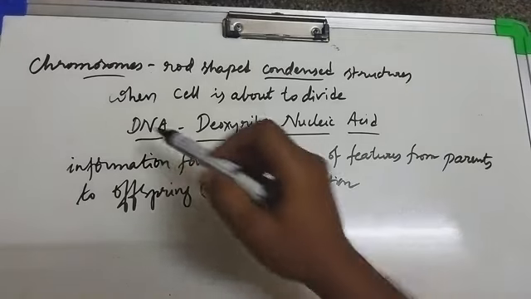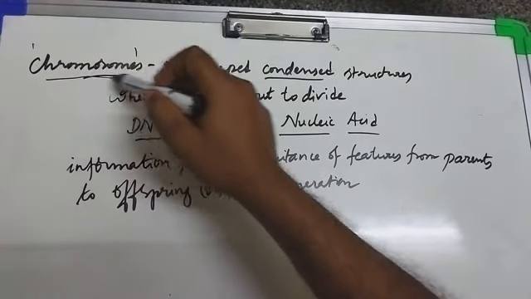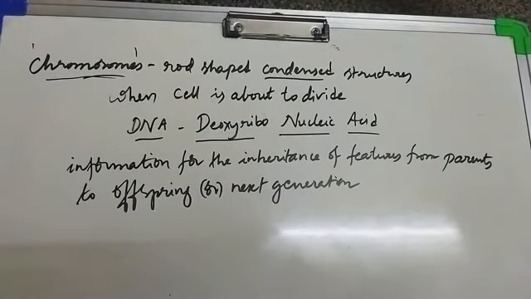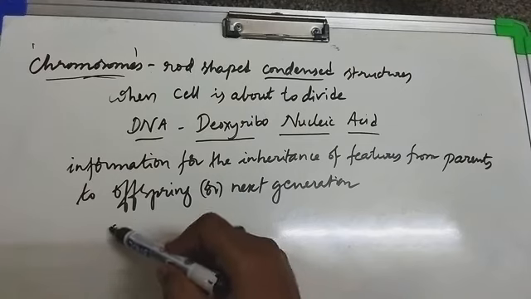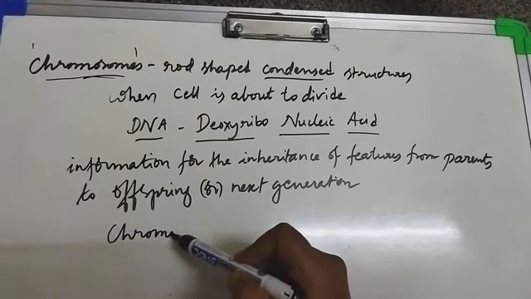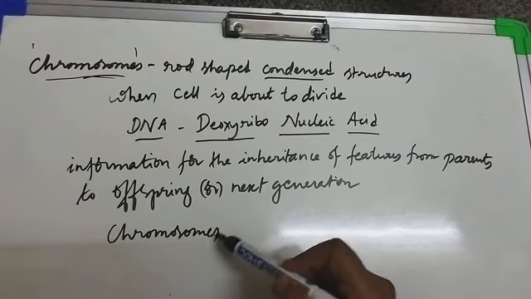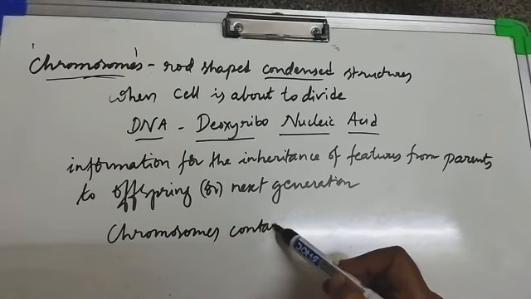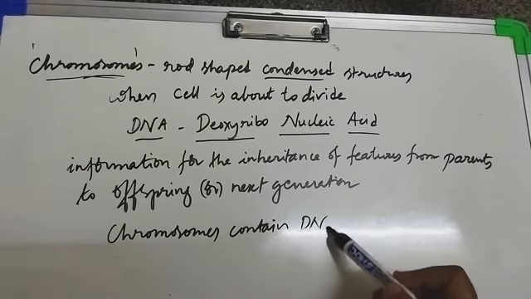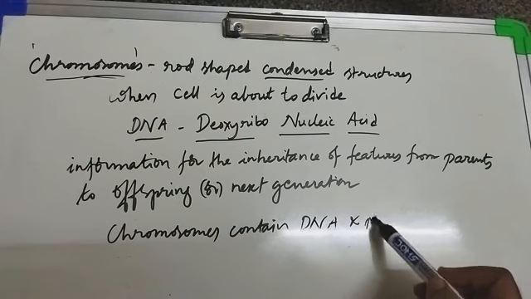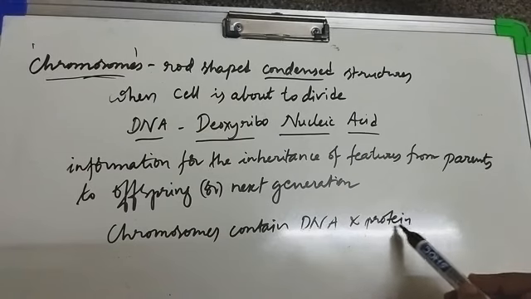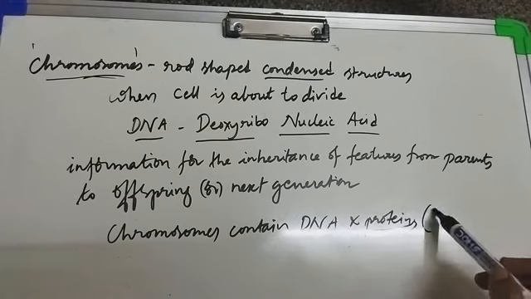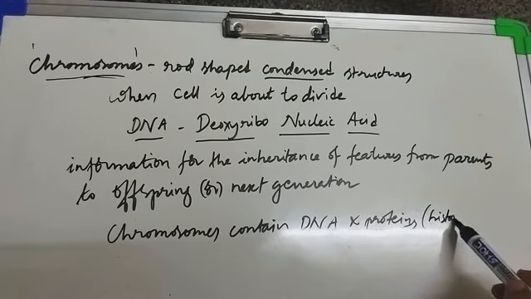So totally, what do chromosomes contain? Only DNA? No. Chromosomes contain both DNA and proteins. The proteins present in chromosomes are called histones.